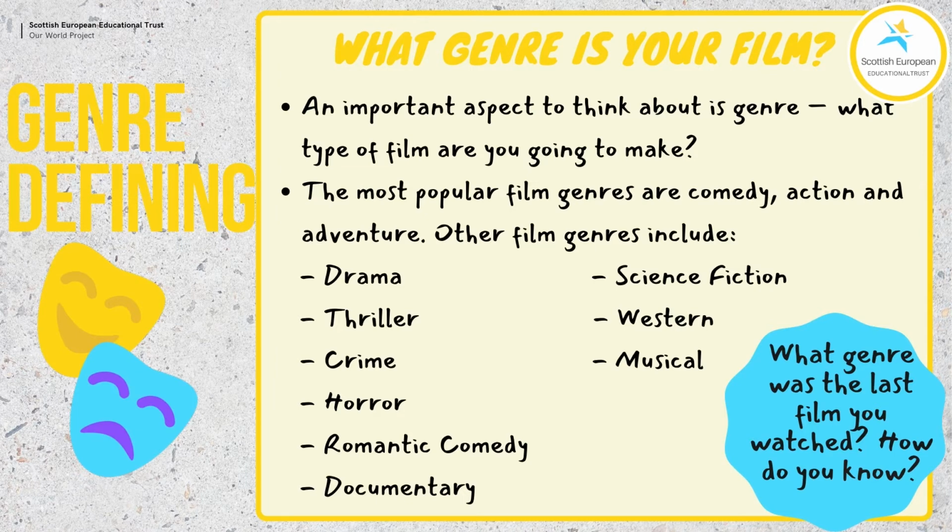So, an important aspect to think about when you're creating your story and your storyboard is genre. So, genre just means what type. So, what type of film are you going to create? So, the most popular film genres are comedy, action, and adventure films. But there are many, many other film genres as well. So, obviously, there's drama, science fiction, thrillers, westerns, crime films, musicals, horrors, romantic comedies, documentaries, to name just a few. So what I want you to do is to say, what genre was the last film that you watched, and how do you know that it was that genre?